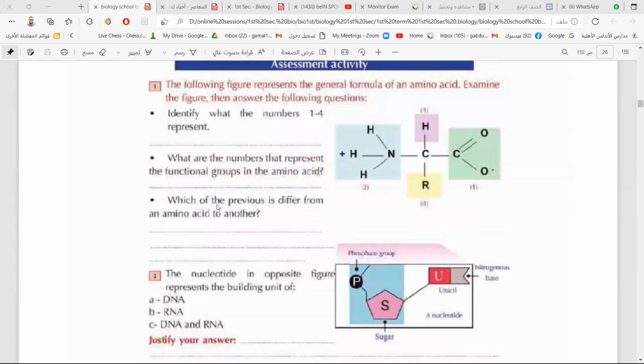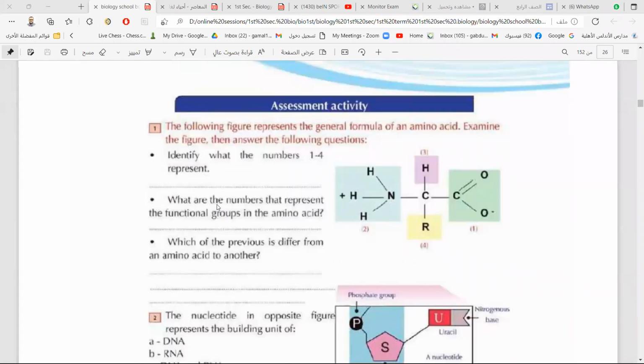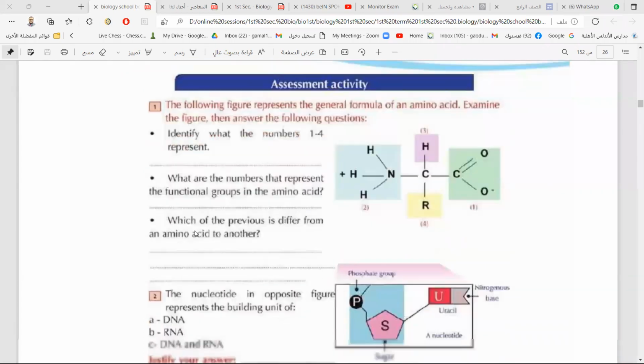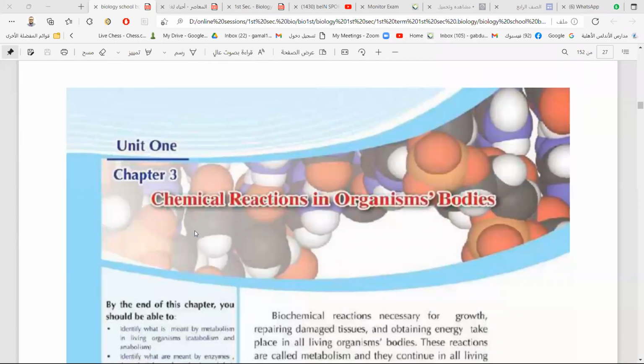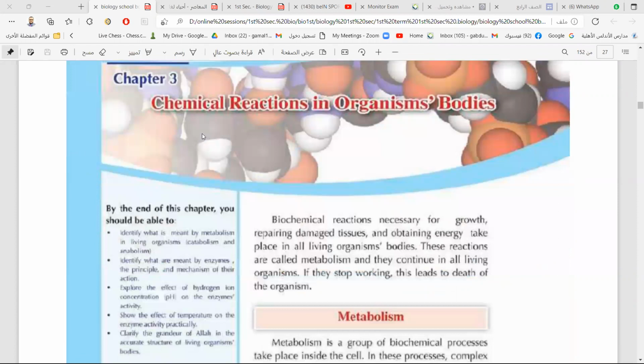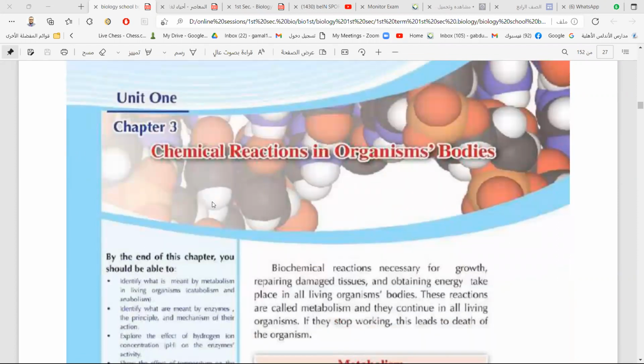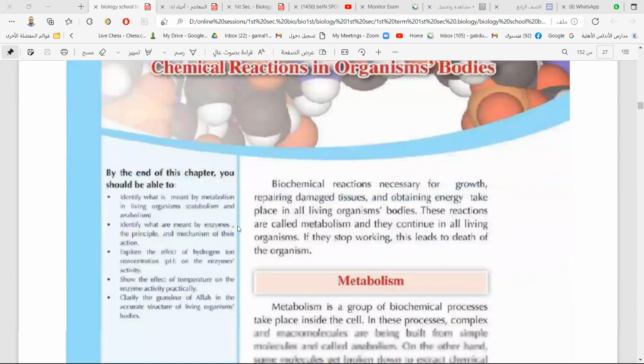We come to the end here. We have some questions I want you to solve if you can, and send them to me. I will see them inshallah in the next session. In the next session, inshallah, we'll go to chapter 3, chemical reactions in organisms' bodies. After chapter 3, we can make a complete revision on unit 1. Inshallah, we'll finish the study of unit 1 completely, then we make a session for revision on unit 1.